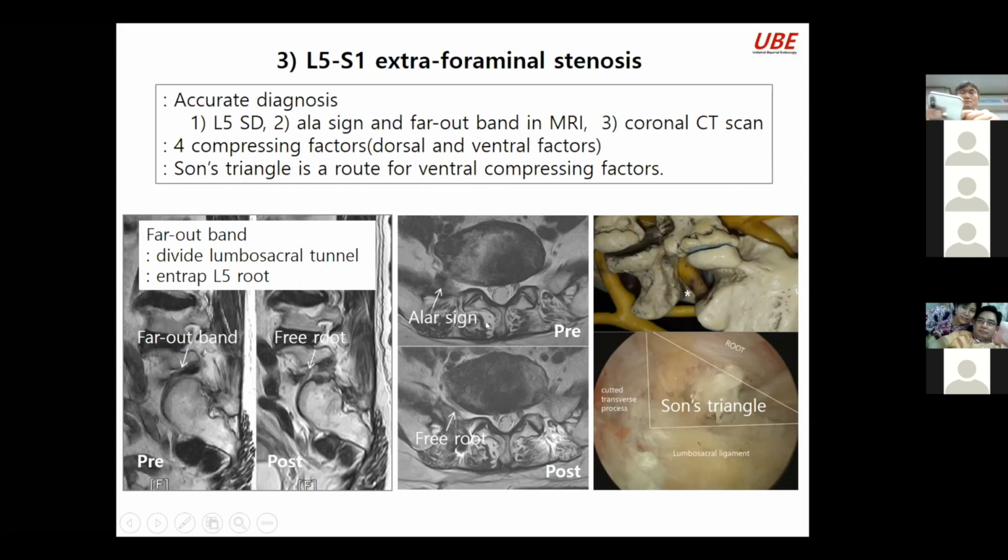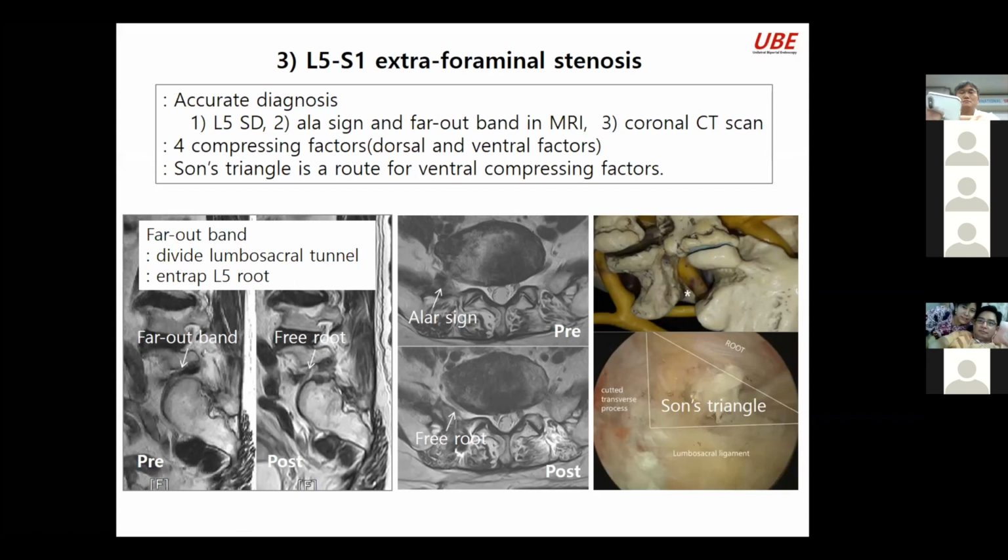The second sign is the Ala sign. This is the left Ala, which is a bright signal, but this one is a dark signal. This dark signal means calcified Ala. This is what we call the Ala sign. This means maybe extraforaminal stenosis. This one is preoperative, and this one postoperative. So finally, if you want to remove extraforaminal stenosis completely, we must go from the other side.